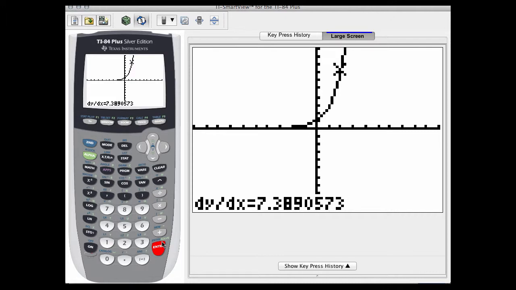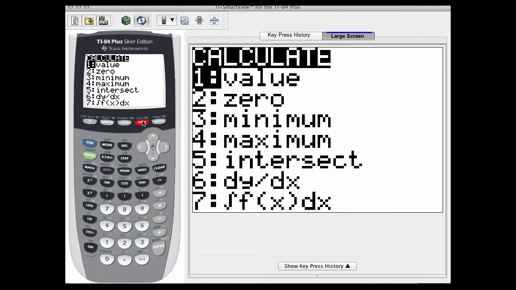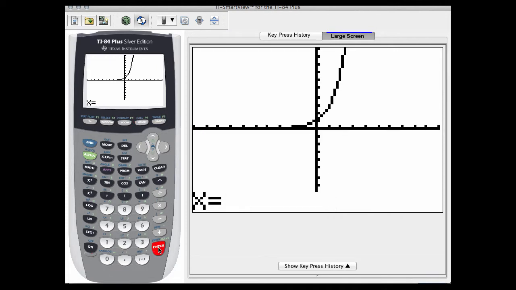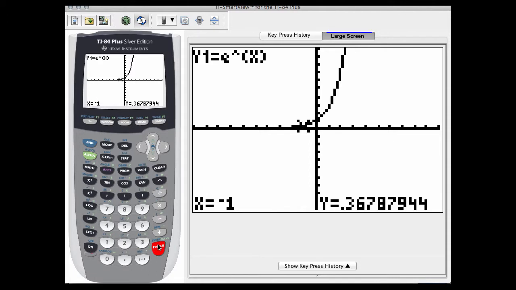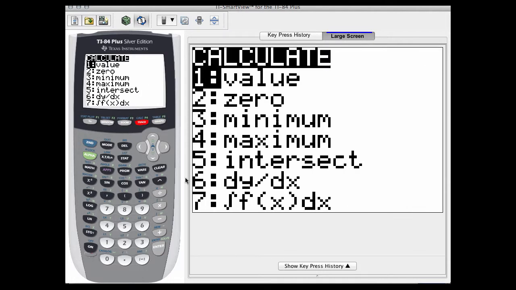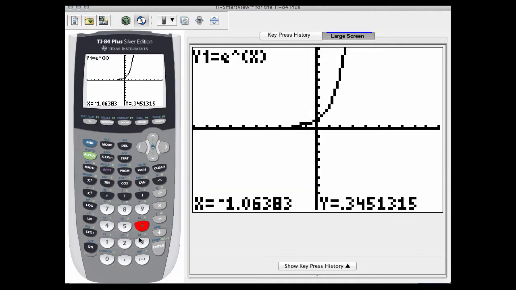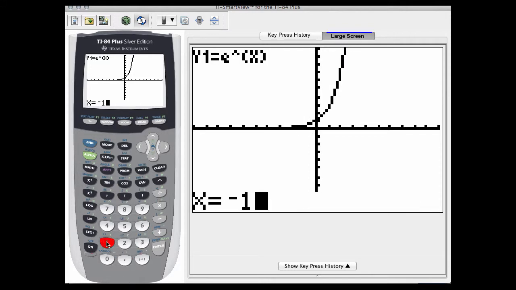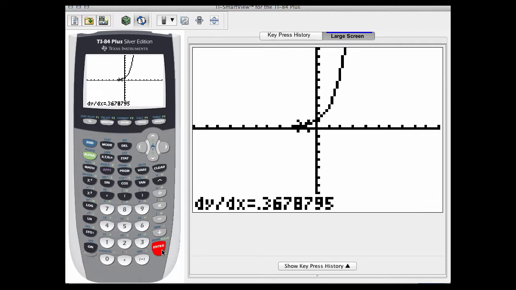Let's try -1. So let's begin with the function value at -1. And we get approximately 0.368. And now we're going to figure out the slope of the curve, the derivative, at that same point. Down to number 6 again, and simply type in -1 and enter. And there is that same 0.368. So we're 2 for 2.